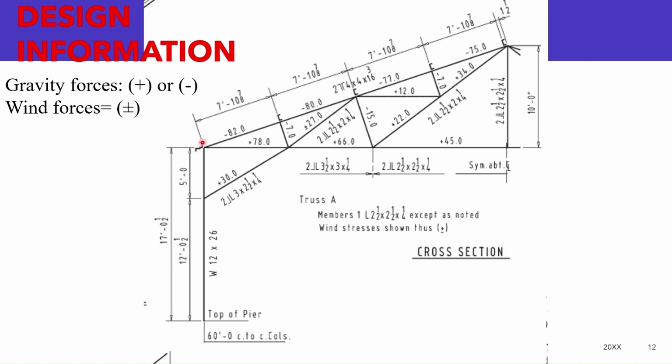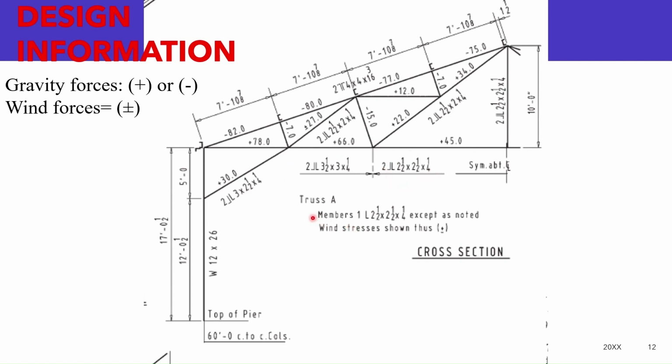So in this cross section, top chord, here it is minus 82, minus 80, minus 70. So these members are in compression and the section is two angle sections 4 by 4 by 3/16. And here the forces are plus 66, plus 78, plus 45. So it is in tension and the sizes of the members are like this.